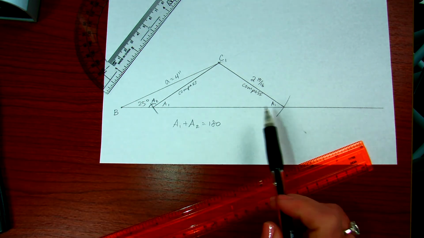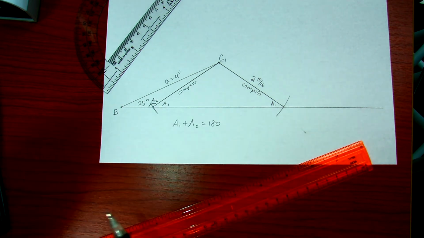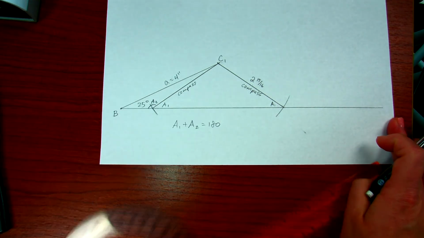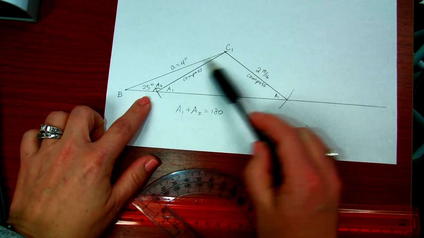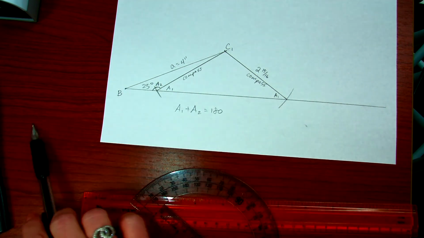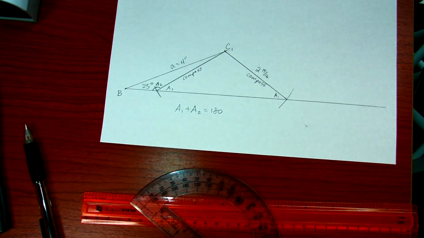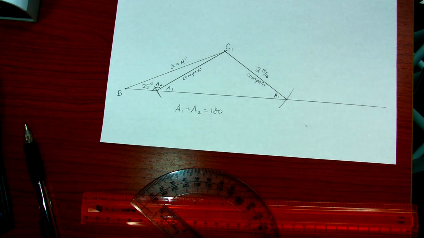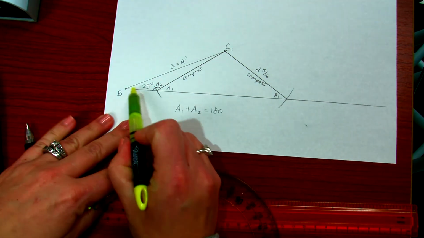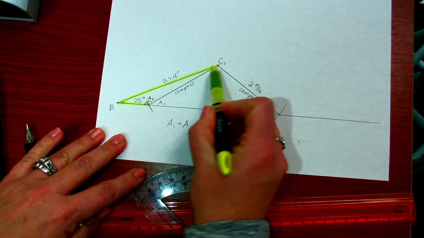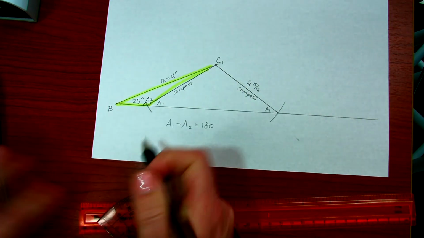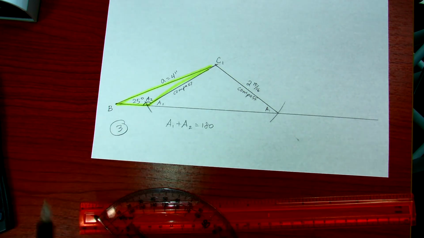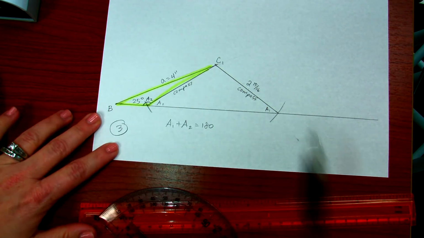However, you are going to measure these angles with the protractor. So this triangle here is the second triangle. I'm going to highlight it for you. The highlighter. So that's triangle 2. This is problem number 3 again. And triangle 1 is the big one on the outside.